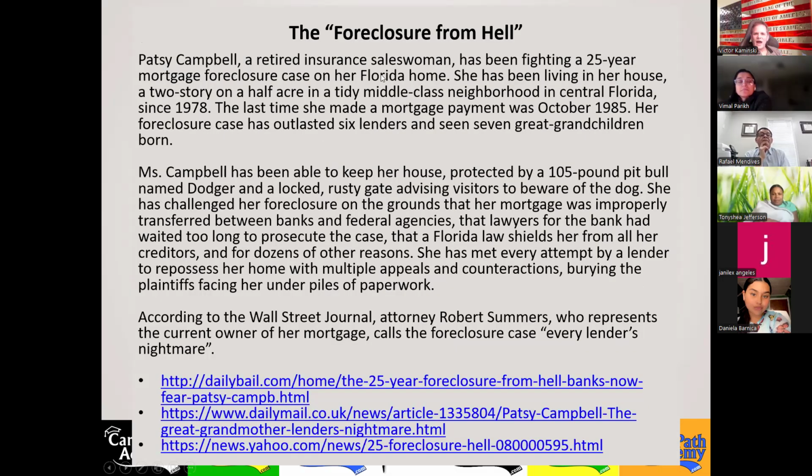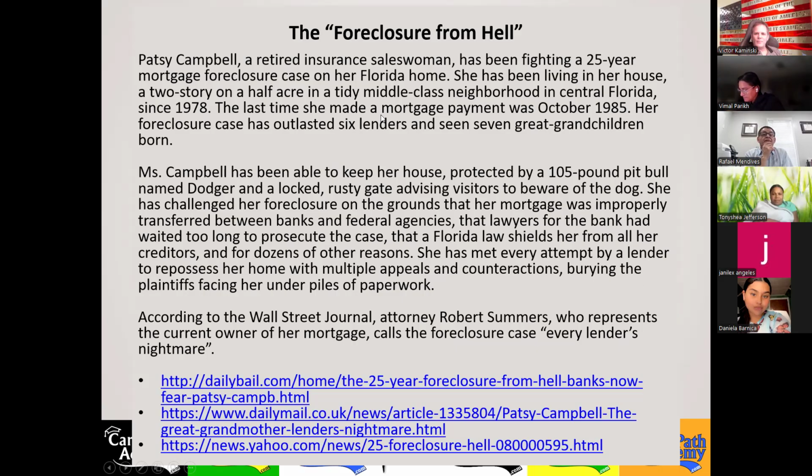Patsy Campbell is a retired insurance saleswoman. She's been fighting foreclosure for 25 years on her home in Florida. She's been living there in her two-story house on a half acre in a middle-class neighborhood in Central Florida since 1978.